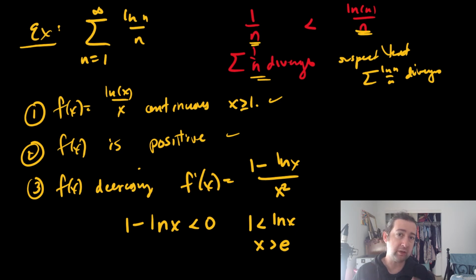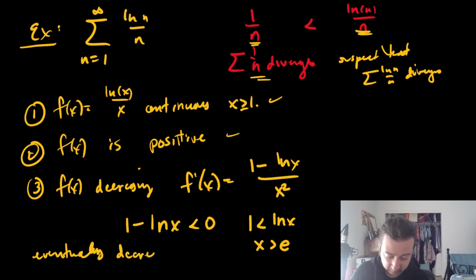Okay? So this function has a negative derivative for every value of n larger than e, which really means anything bigger than 2. And so this is eventually decreasing. And really, once it starts decreasing, it decreases forever because it has a negative derivative. And that means that I've satisfied the conditions I need to apply the integral test.